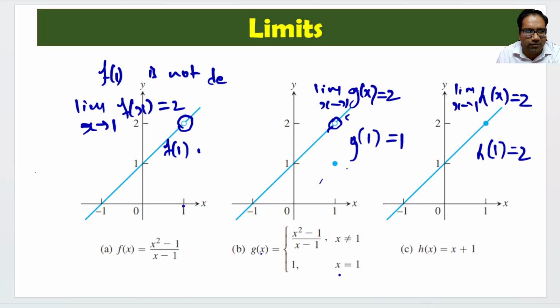At 1, what is the limit? Very close to 1, it is approaching 2 from both sides. Here also, very close to 1, it is approaching 2 on both sides. That's why here also the limit is 2. Here f of 1 is 1, but it doesn't matter.